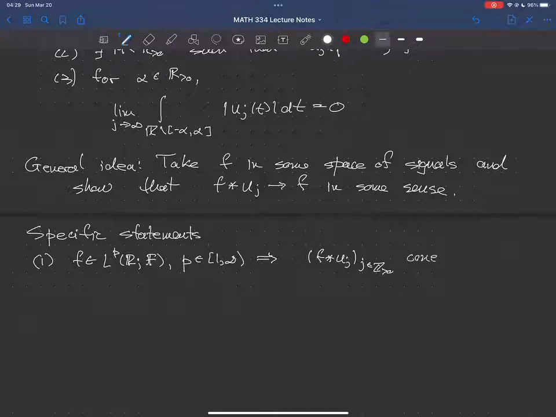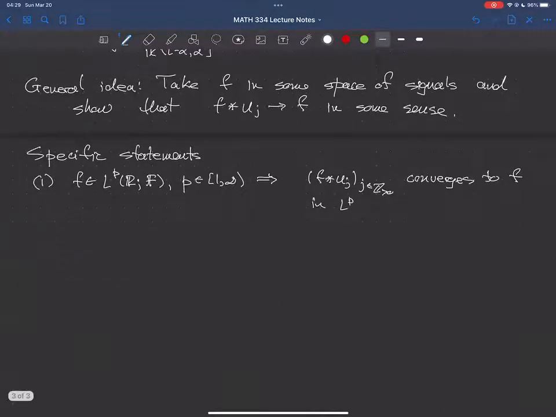converges to f in L^p. Okay, so that means in the p norm. All right, so that's one mode of convergence. And it's kind of the best that you can expect if f is in L^p.